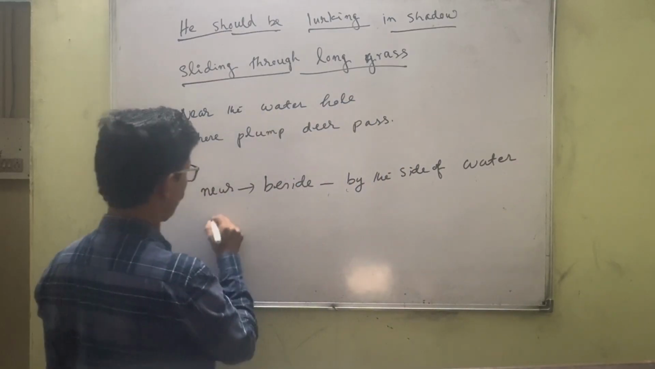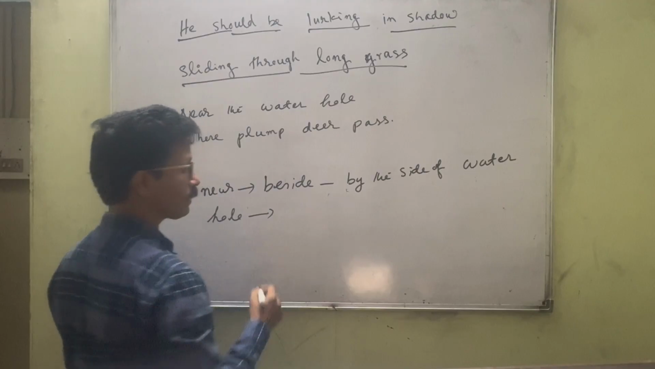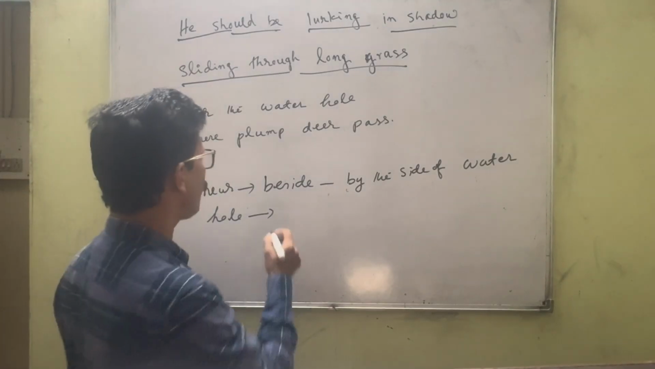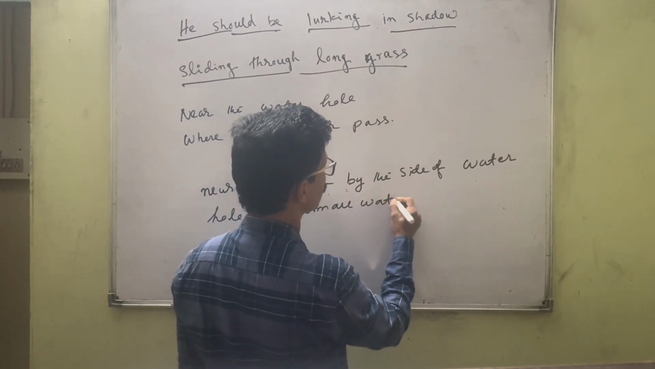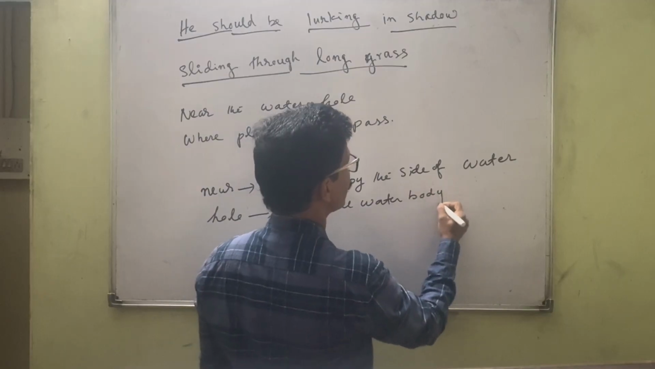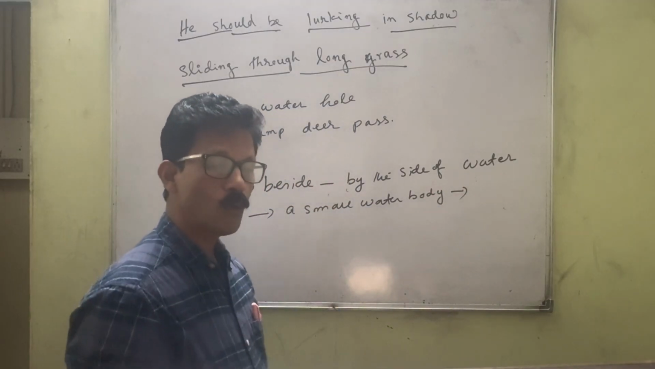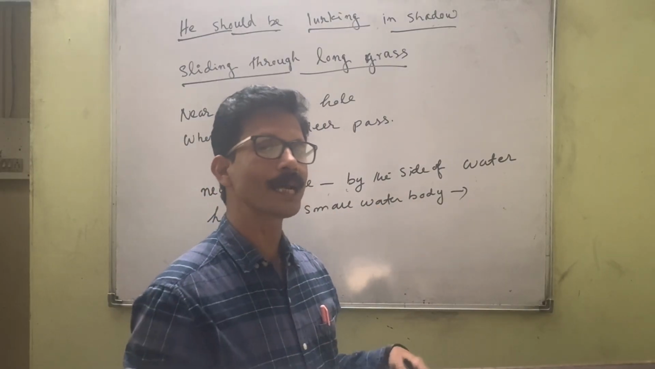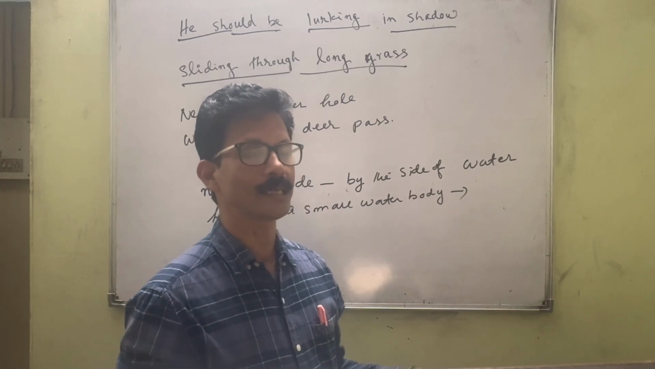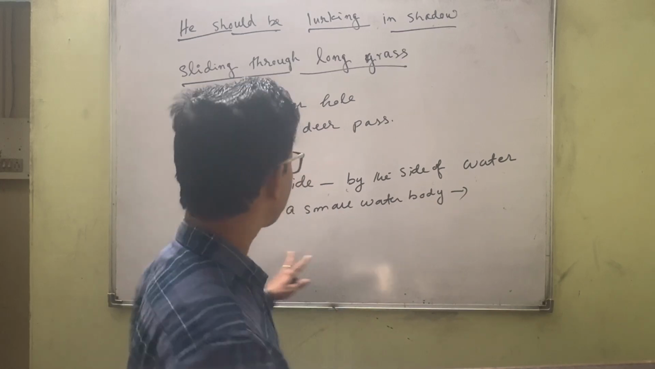Water hole. What is water hole here? A small water body. In the jungle, you can see small water holes are found. It is where the animals come. Animals come here for what? To drink water. Understand my point?